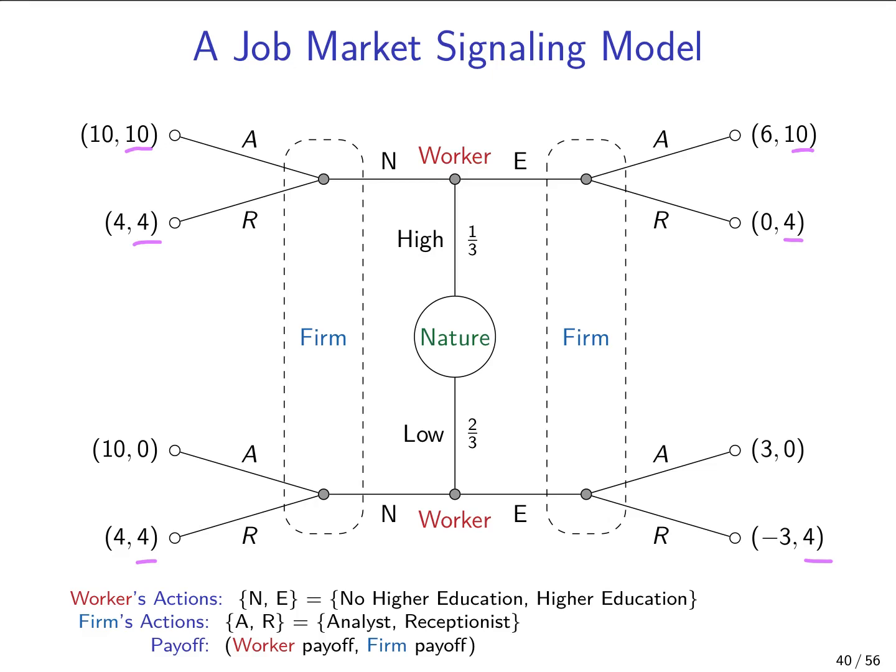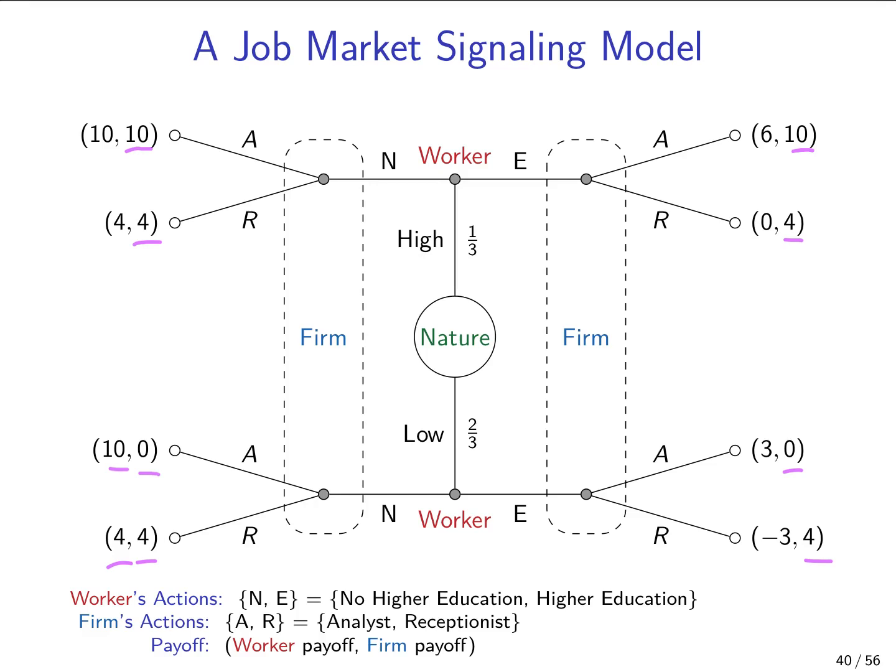But if they hire a low type as a receptionist, because the low type person cannot do the job, the firm, let's say, will get 0 profit. Okay? So that's the payoff for the firm. For the worker, being hired as an analyst would pay well, right? Let's say it pays 10, and being hired as a receptionist, it pays 4.